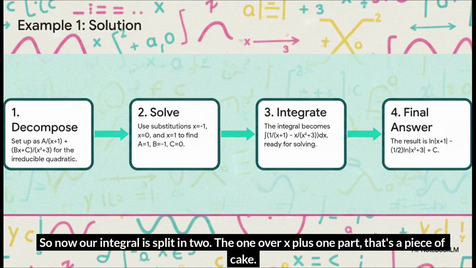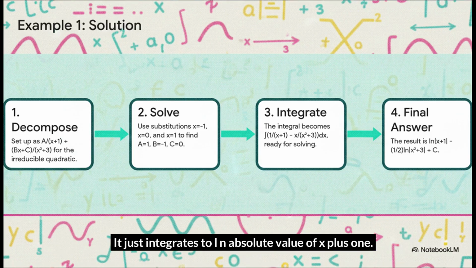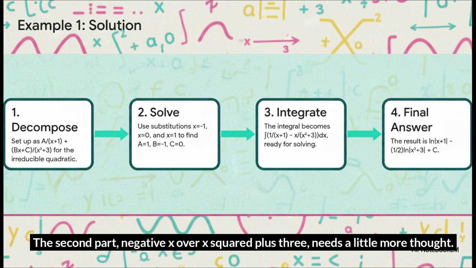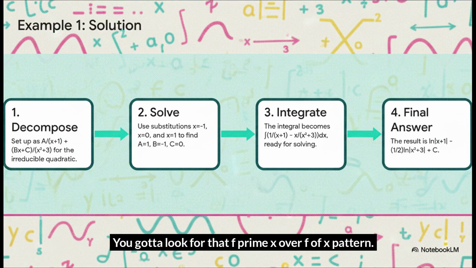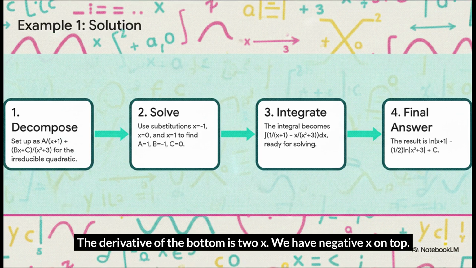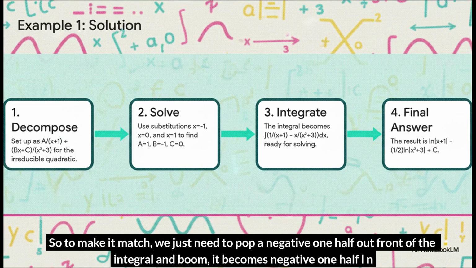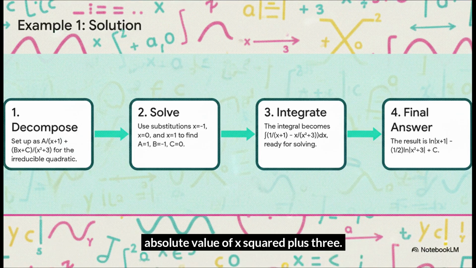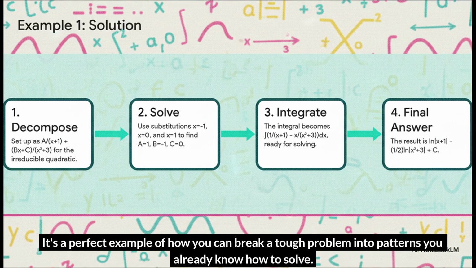So now our integral is split in two. The 1 over x plus 1 part, that's a piece of cake. It just integrates to ln absolute value of x plus 1. The second part, negative x over x squared plus 3, needs a little more thought. You've got to look for that f prime x over f of x pattern. The derivative of the bottom is 2x. We have negative x on top, so to make it match, we just need to pop a -1/2 out front of the integral, and boom, it becomes -1/2 ln absolute value of x squared plus 3. It's a perfect example of how you can break a tough problem into patterns you already know how to solve.